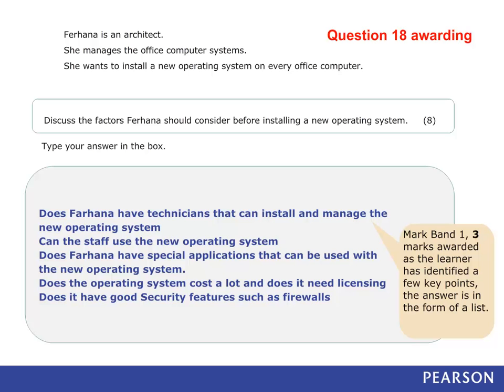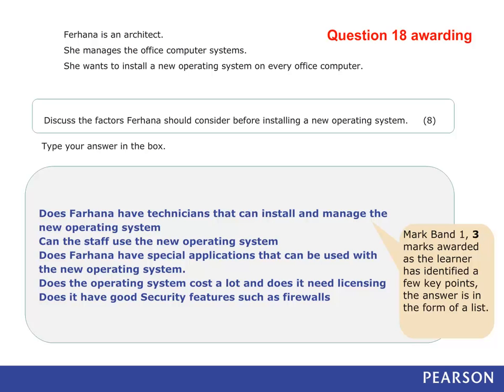Activity 5, Question 18, Awarding. This is the learner's response to Question 18, with an explanation of how the marks were awarded. Mark Band 1. 3 marks were awarded as the learner has identified a few key points. The answer is in the form of a list. As we can see, the response focuses on 5 main points, which in this case is enough to demonstrate a broad enough understanding of the topic area.